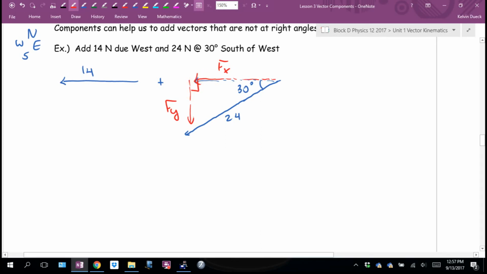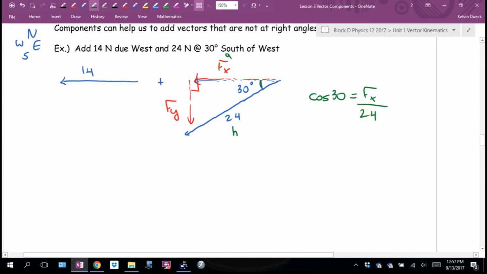Let's find, I don't know. Petrie, which one do you want to find first, Fx or Fy? Fx, opposite, adjacent, or hypotenuse? Yep. What about that 24? Which trig function? A and H? Oh, no. That was a sin. Cos. And it's going to be cos 30 equals Fx over 24.